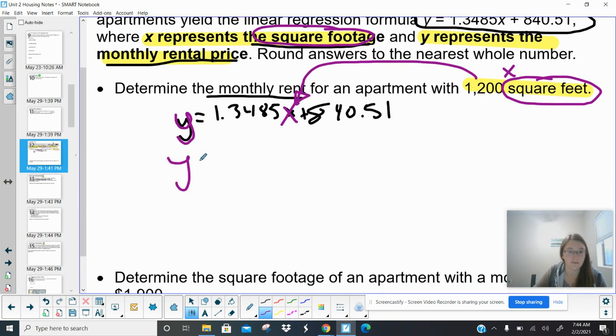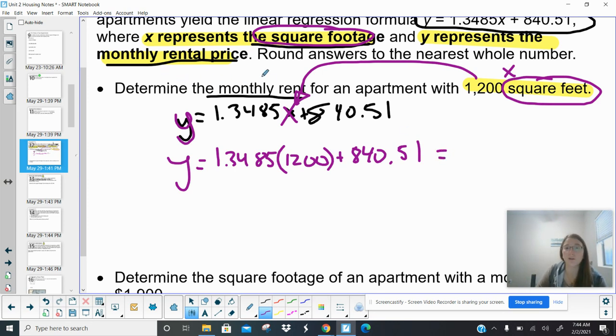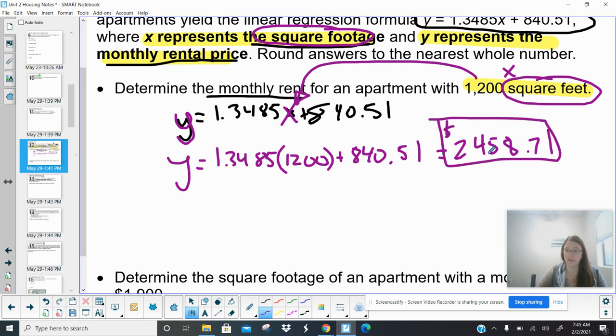So this one's actually pretty easy. Y equals 1.3485 times parentheses, we know how to plug in, plus 840.51. So what this is going to find here is the possible cost of this size apartment. So go ahead and plug that in the calculator. I'll do it myself as well. 1.3485 times 1,200 plus 840.51. Okay, so we should get 2,458.71. So this is the monthly rent for this apartment.